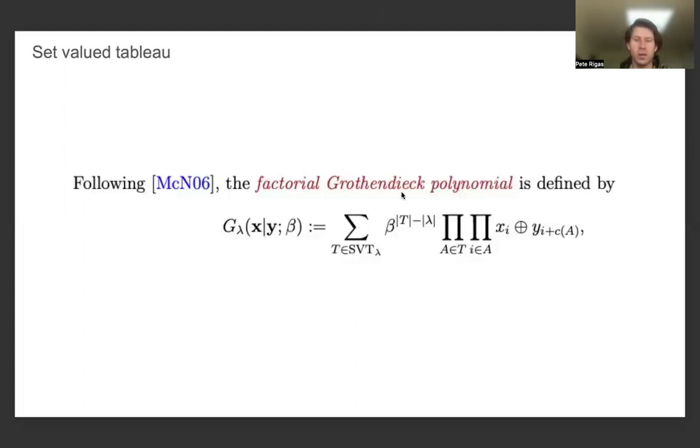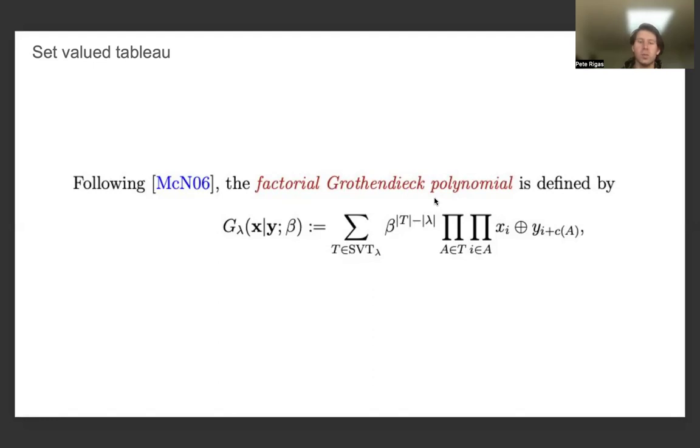And so from the set value tableau, they introduce, following another reference, the factorial Grothendieck polynomial, which is very similarly defined to the previous Grothendieck polynomial, but it's different because we're looking at lambda and we want to take partitions of lambda. So lambda is just some number, and there's a little bit different notation for the parameters x, y, and beta, in that we still have this beta term, which appears like how I had alluded to earlier in the presentation.